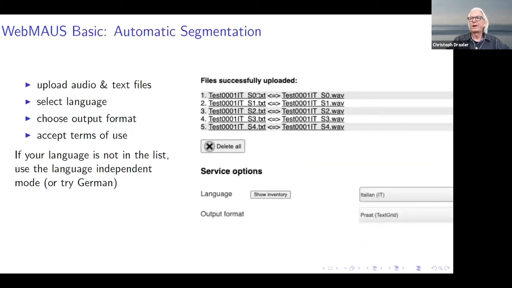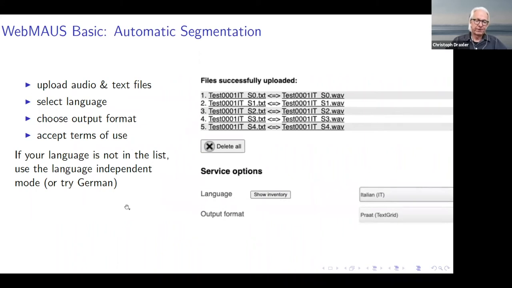You upload pairs of files. So you upload the text file and the audio file. You can upload many of them. In this case, I said it's Italian. I want Praat as output format. And then I ran the service.